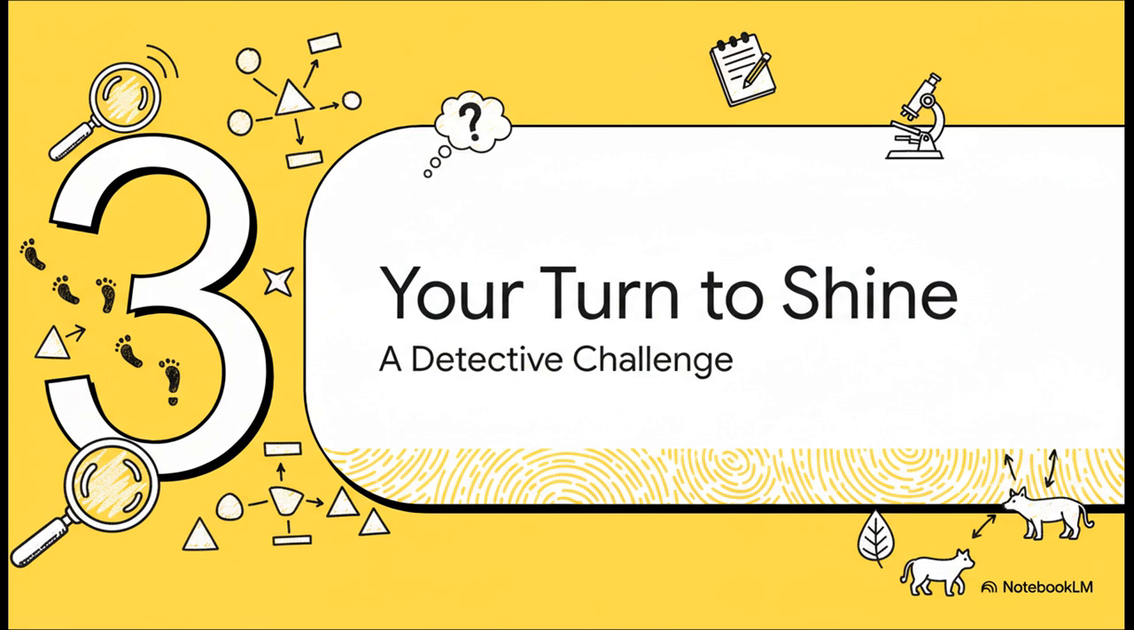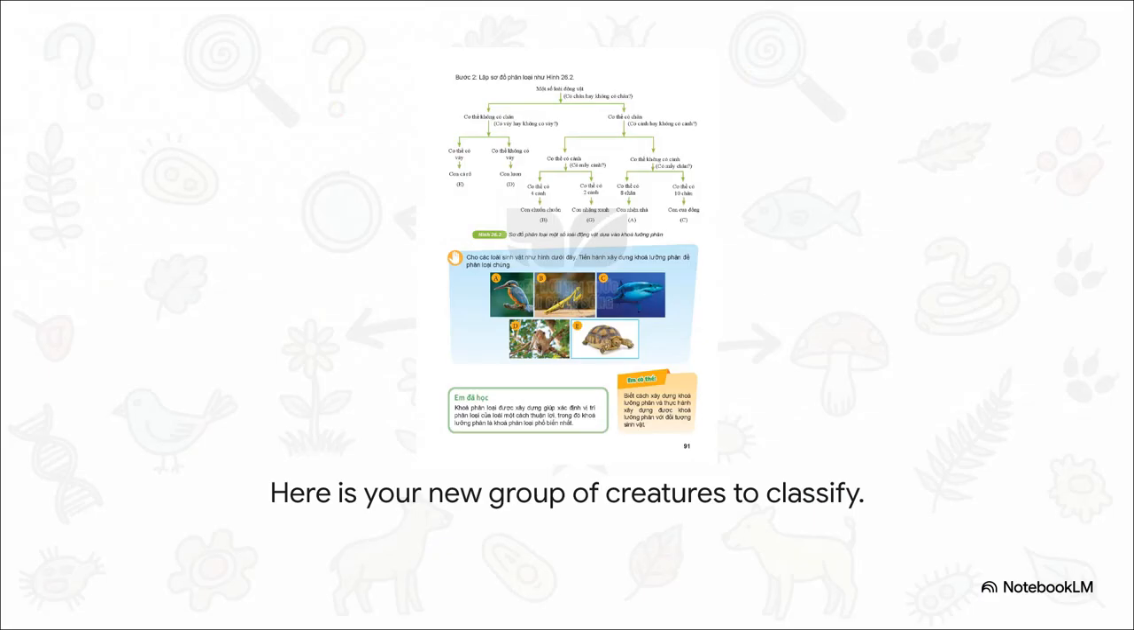All right, you've seen how it's done, you've followed the logic, and now it's your turn to be the lead detective on a brand new case. You ready for this? So take a close look at this new lineup. We've got a kingfisher, a praying mantis, a shark, a monkey, and a turtle. Your mission is to start building a dichotomous key to identify every single one of them.